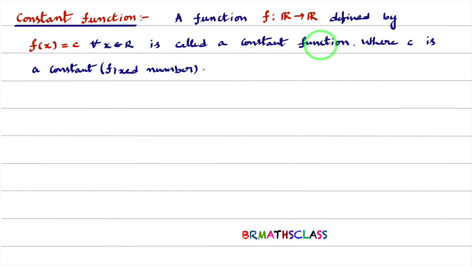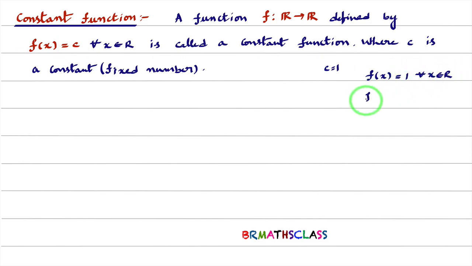It is called a constant function. Which function is constant function? Function from R to R defined by f of x equal to c for any x belongs to R is called a constant function, where c is a constant. What does constant mean? Constant means it's a fixed number. For example, you see here, I'll fix c equal to 1. I'll take this c value as 1. Then f of x value is 1 for any x belongs to R.